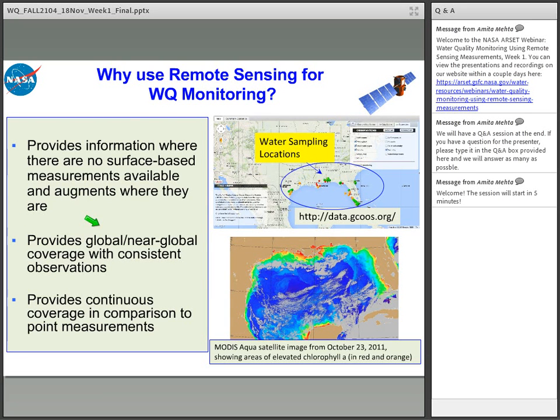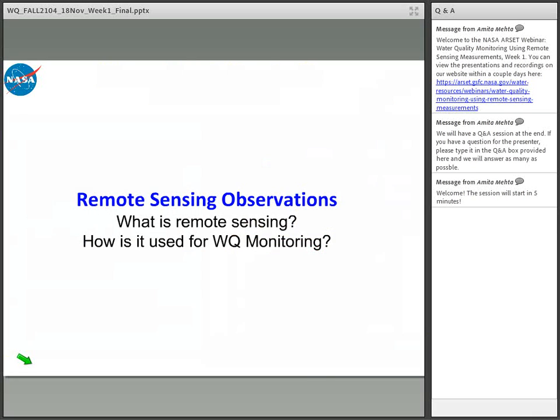There is global or near global coverage with satellites. So it's a large scale coverage, and this is quite useful when climate variability and change are observed in water quality. It's important to have a large perspective or a global perspective on it. Also, it provides continuous coverage and no point measurements, but a nice spatial coverage. So these are some of the advantages of remote sensing.